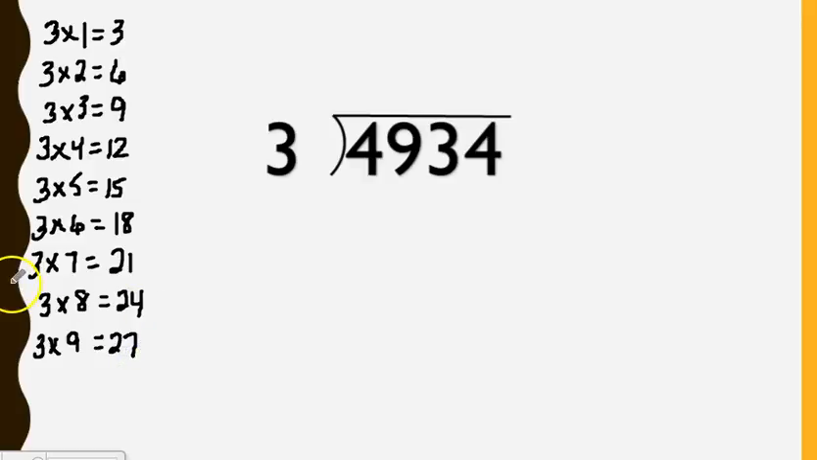All right, so the first thing I'm going to look at is the first digit. So can I divide 4 by 3? Yes, because it's bigger than 3. Okay, so I can look here. I can say 3 times 1 is 3, and that's really close to 4 without going over, so I'm going to say that. 3 times 1 is 3. I'm going to subtract, and now I'm going to bring down my 9.